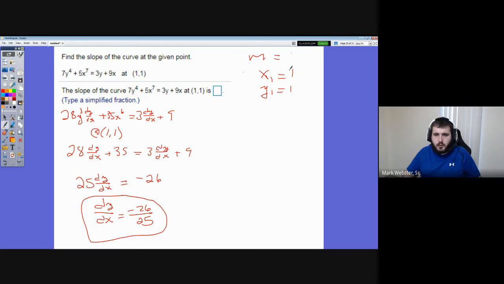There's the slope. Do we need these anymore? No. Are we making a line? Are we trying to find the equation of a line? No, we're just finding the slope. We're just trying to find out what m is, what dy dx is.